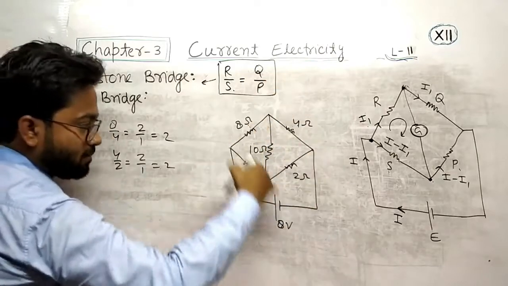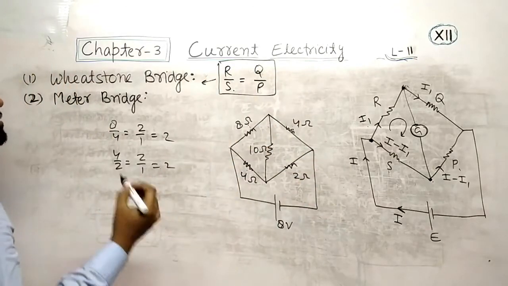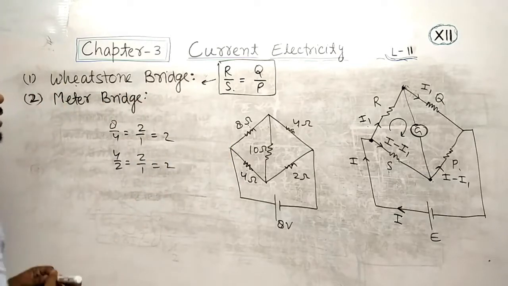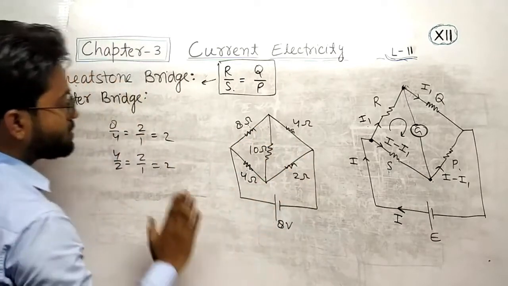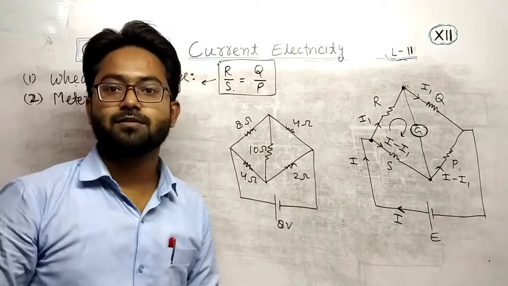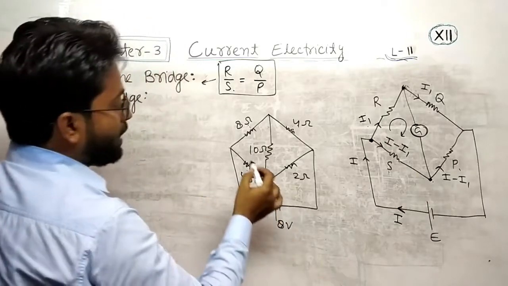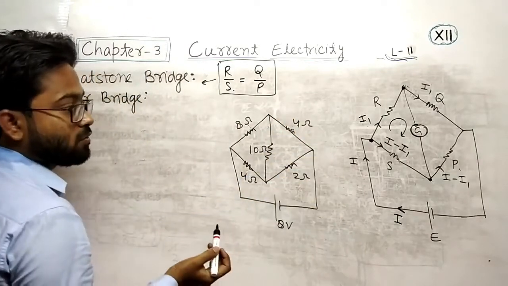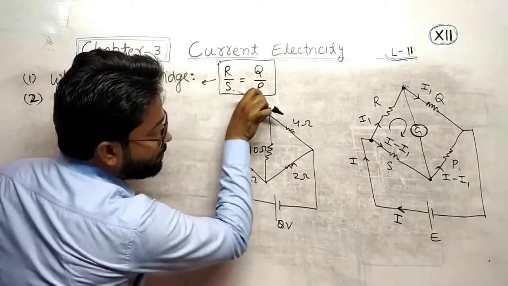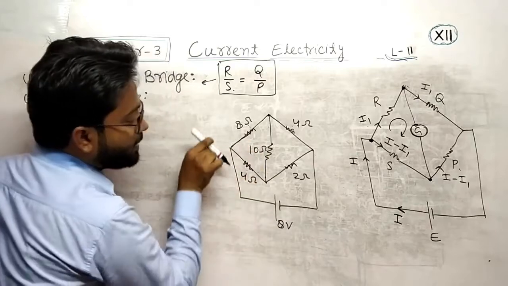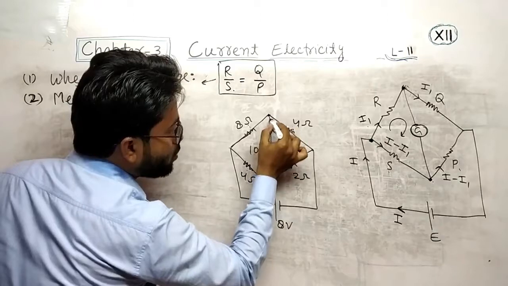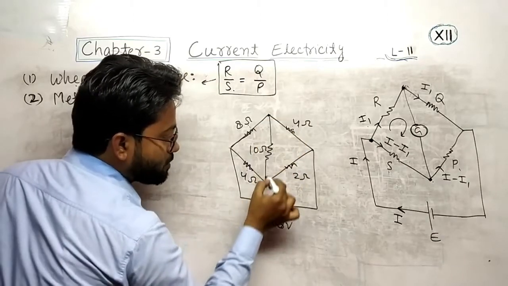That means this upon this equals to this upon this. That means the circuit is a balanced Wheatstone bridge, because this upon this equals to this upon this. If this is the balanced Wheatstone bridge, the current passing through 8 ohm will pass through 4 ohm, and the current passing through 4 ohm will pass through 2 ohm. That means no current will pass through this branch.